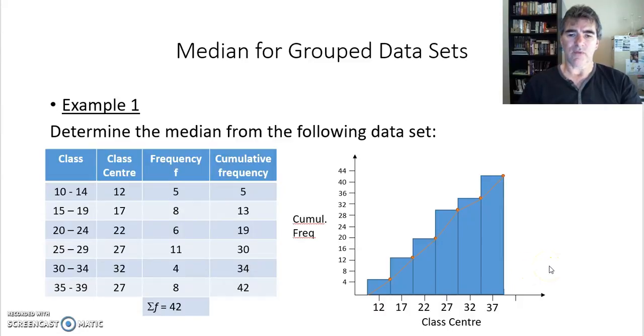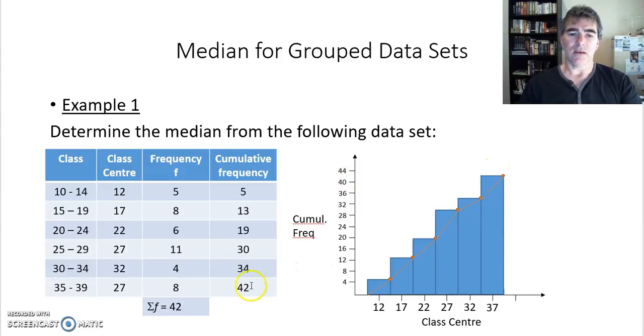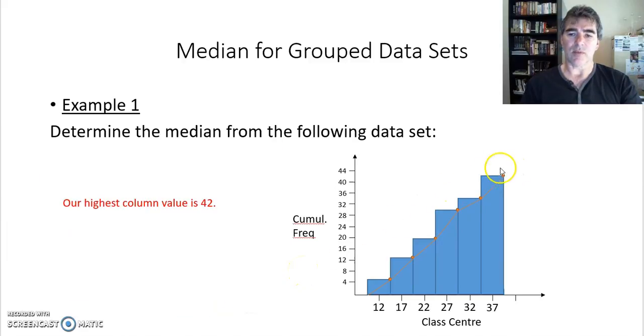So how do we find the median from that? Well, we notice that our highest column from the cumulative frequency was 42, and it was the last value in our table here, and it's the highest column that we've got there. What we now do is we halve that value. So half of that 42 is 21. And if you can't do it in your head, please use your calculator. You're not going to lose marks for doing simple calculations with your calculator.